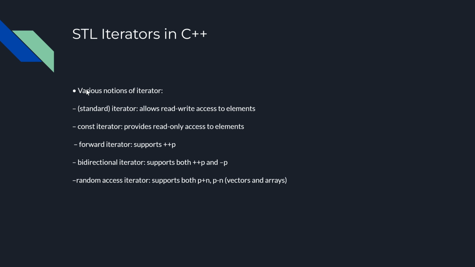STL iterators in C++. Various notions of iterator. A standard iterator allows read access to elements. A constant iterator provides read-only access to elements. A forward iterator supports ++p. A bidirectional iterator supports ++p and --p. A random access iterator supports both p plus n and p minus n, as in vectors and arrays.